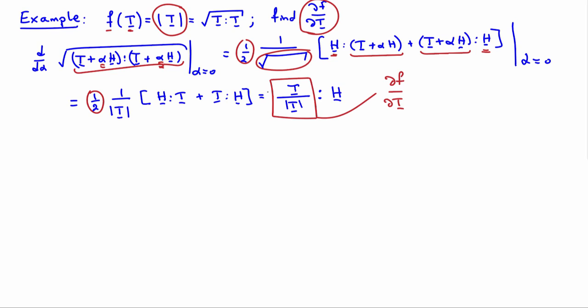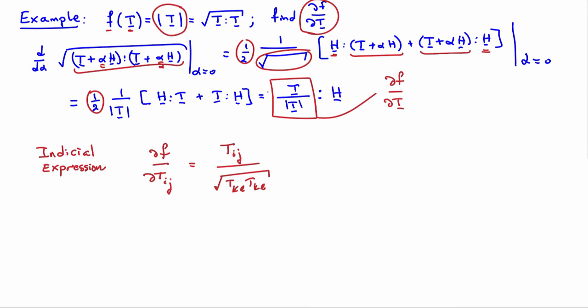So this is a way in which you can calculate the derivatives of arbitrary types of functions with respect to arbitrary arguments. If I want to write this additionally, the components will be the derivative of f with respect to tij is equal to tij divided by the square root of tkl tkl. Okay, so down here, that's my norm of t, and up here I have the components of t. So just written in a different way.